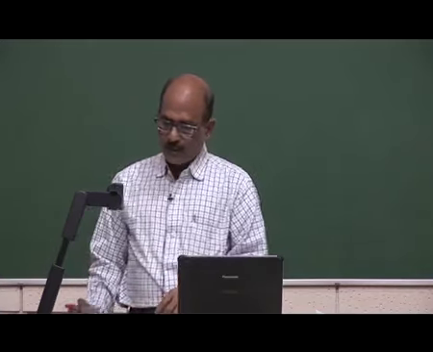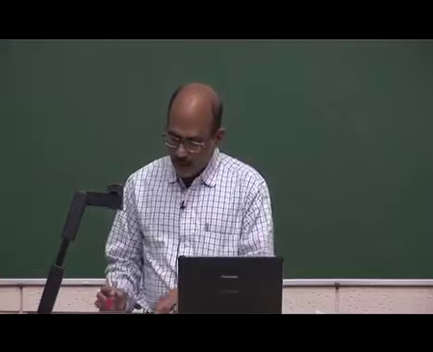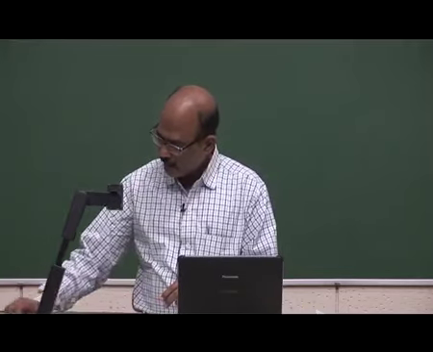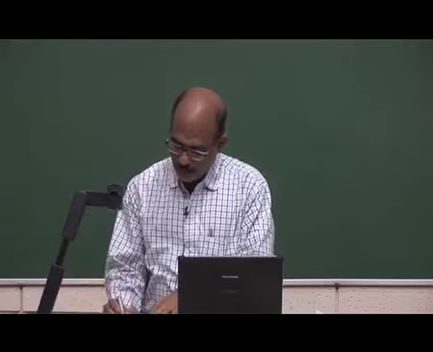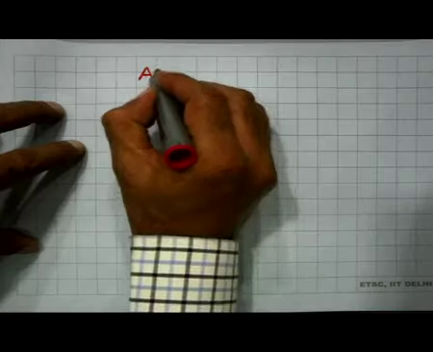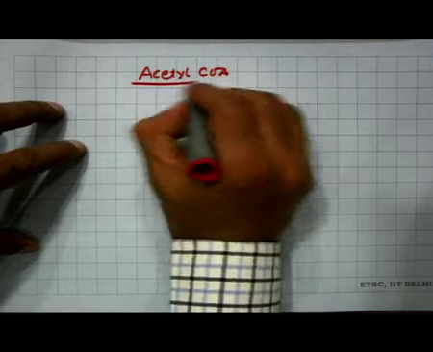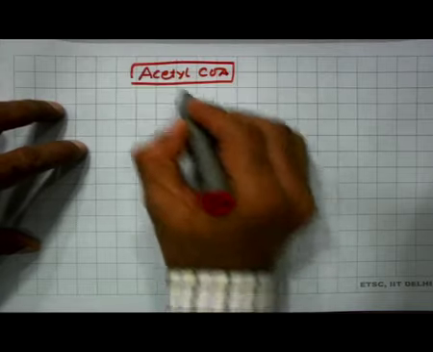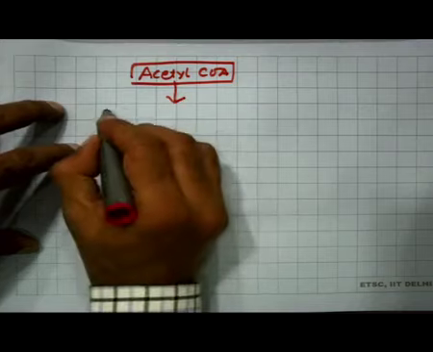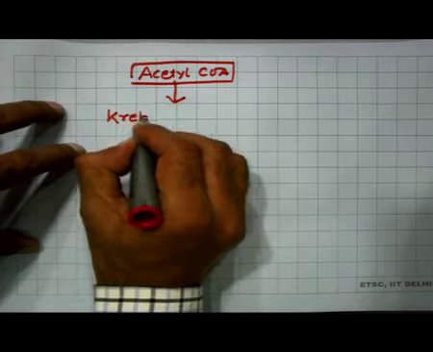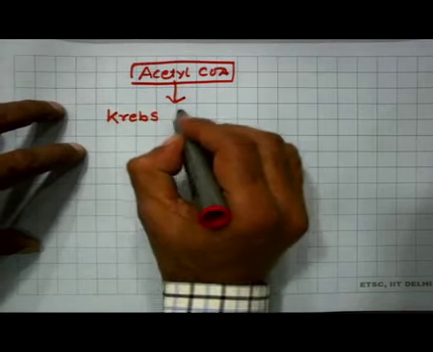Now, when the pyruvic acid enters into the mitochondria with the help of acetyl coenzyme, which is the product, now the cycle is going on. That cycle was discovered by Krebs. So, this is called Krebs cycle.